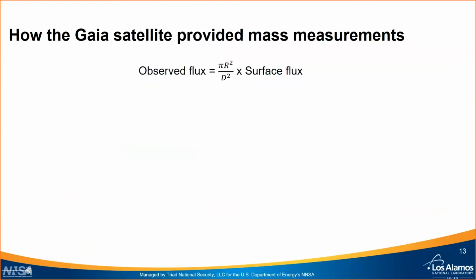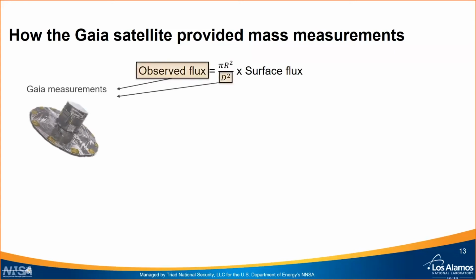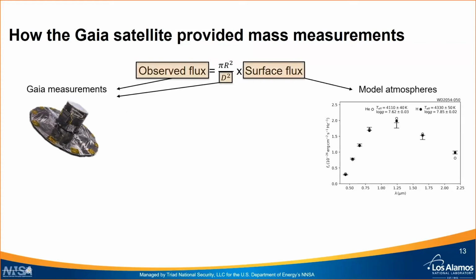Now, what's the relation between getting distances of stars and getting their mass? Well, it all comes down to this simple geometric relation. So on one hand, we know the observed flux of a given white dwarf from the Earth, and we also know its distance thanks to Gaia. And on the other end, we also know the intrinsic or surface flux of the white dwarf because we have accurate model atmospheres for those stars. So the only thing that's between the observed and surface flux is simply the solid angle of the white dwarf.